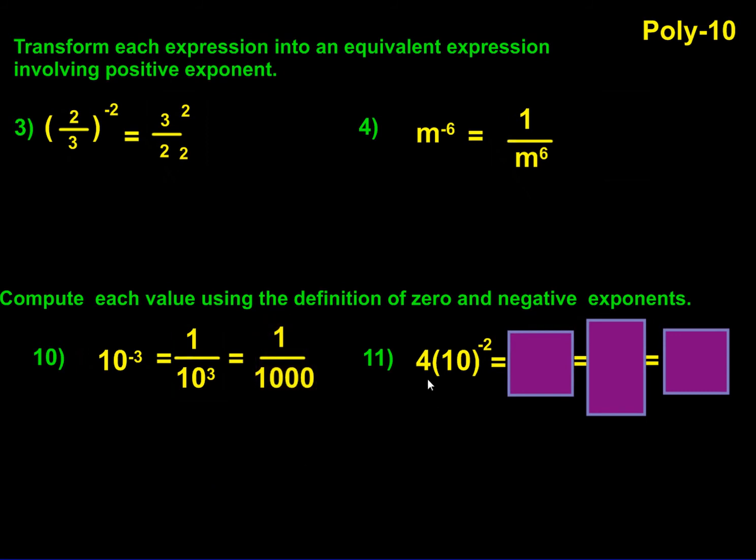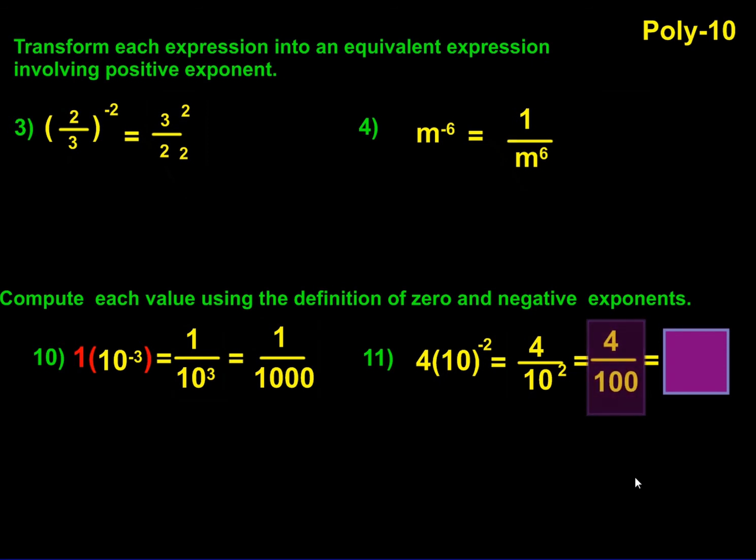For number 11, we have 4 times 10 to the negative second. And remember, the negative exponent is going to turn this into a fraction. Now, you might be wondering, why did the 4 become the numerator here? Let's come back and take a look at 10 for a second. If you think about this, there is actually assumed to be a 1 out here being multiplied by this. And so this 1 becomes the numerator in 1 over 10 to the third power. So if we actually have a number out here, then that number is going to become the numerator, and the 10 to the positive second power is going to become the denominator, in which case that's going to give us 4 over 100, which reduces to 1 over 25.